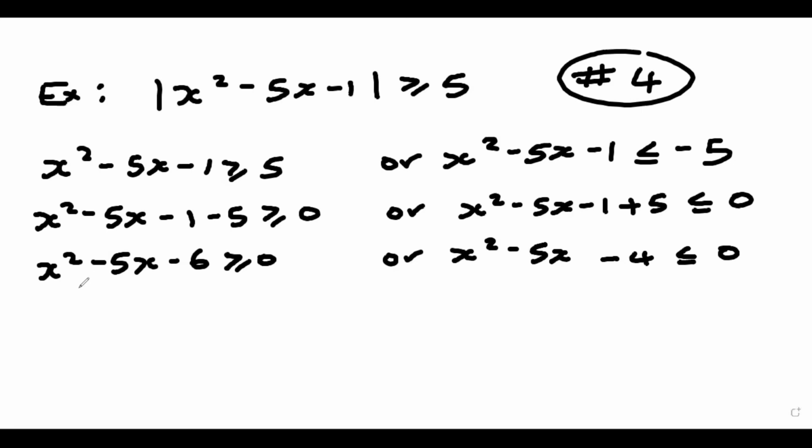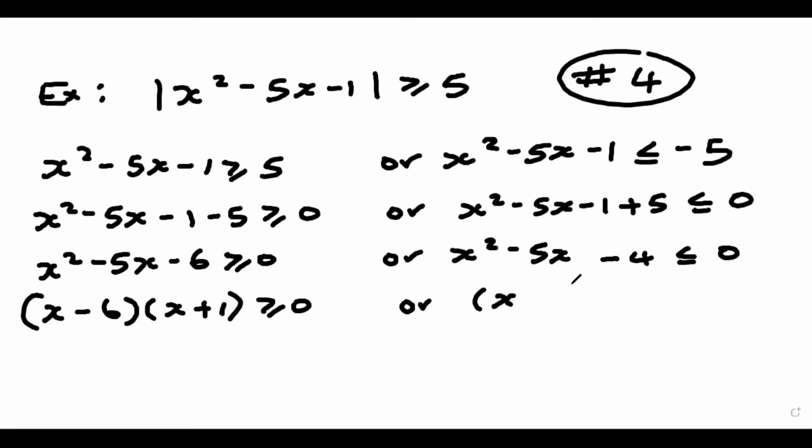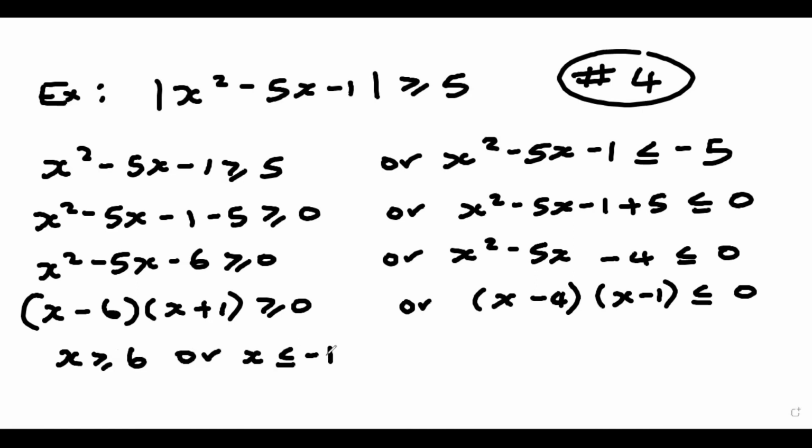So here we'd have to factorize. If you factorize, you're going to get x minus 6 times x plus 1, or x minus 4 times x minus 1, and you'd get x greater than. So you'd have to do the testing again to see what's the actual answer. And then you'd have x, and x greater than 1. And again, you do your testing.